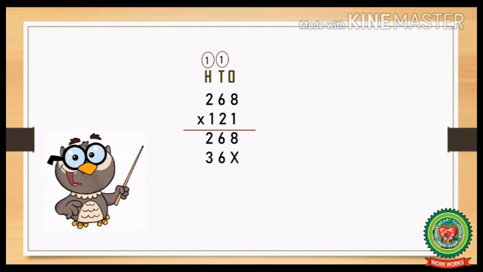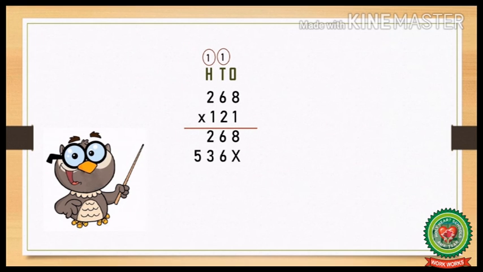Now 2 6s. As we know, 2 6s is 12. Carry over 1. So 12 plus 1 is 13. As 13 is a 2-digit number, we will write 3 down and 1 carry. Now we will multiply 2 with the next digit, that is 2. 2 2s are 4. 1 carry. 4 plus 1 is 5. So we will write 5 over there.